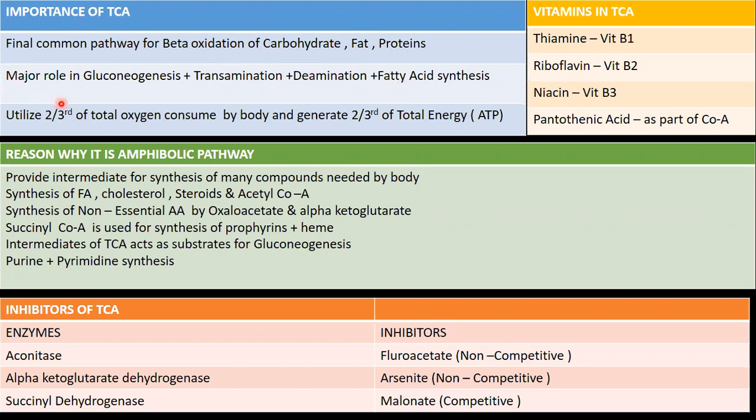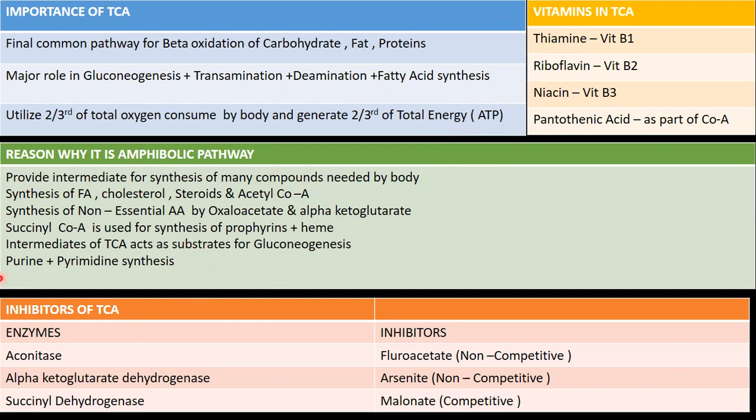Second, it plays a major role in gluconeogenesis, transamination, deamination, and fatty acid synthesis, and it indirectly utilizes about 2/3 of the total oxygen consumed by our body, and it generates 2/3 of the total energy. So the amount of oxygen it consumes is the total amount it is giving in the form of ATP. So I have already discussed what is known as amphibolic pathway.